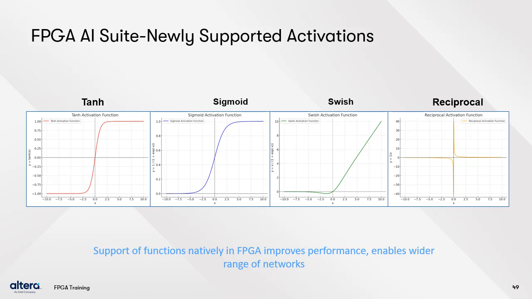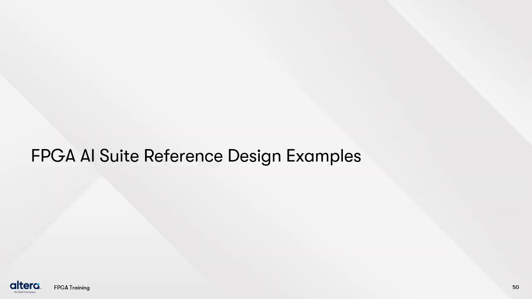Activation functions are critical in how neural networks operate, deciding how the system responds to new data and learns from it. The FPGA AI Suite now supports the following activation layers: tanh, sigmoid, swish, and reciprocal. These layers were previously executed on the CPU. This support will give developers more flexibility when building AI models, making them more efficient and better suited for different tasks. In this section of the training, we will explore the reference design examples available with the FPGA AI Suite.